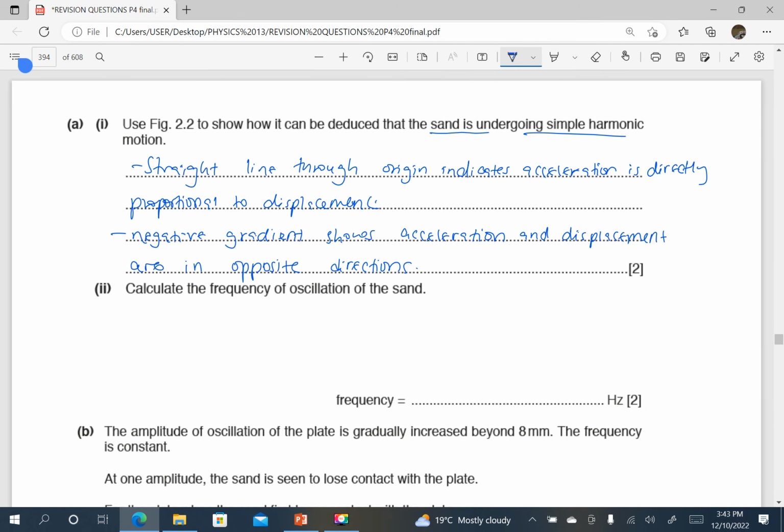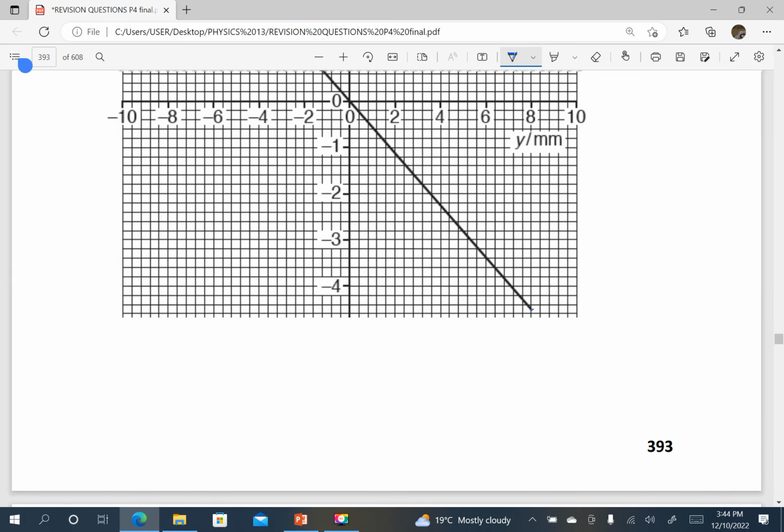Then calculate the frequency of oscillation of the sand. Of course, we know acceleration is going to be negative omega squared y, since they have given us displacement as y, so today let's use y, not x. And we know that omega is 2 pi times f. Since it is a straight line through the origin, I can just take the acceleration with its corresponding displacement. I will take the maximum acceleration for this matter.